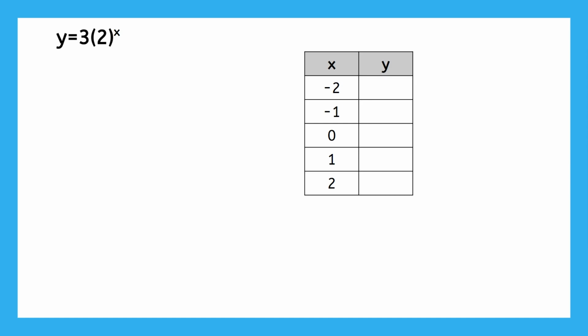If x is -2, then I have 3 times 2 to the -2 power. I can make that exponent positive by moving this base of 2 down with it. And 2 squared is 4. Okay, I got 3/4, or 0.75 if you prefer the decimal form.